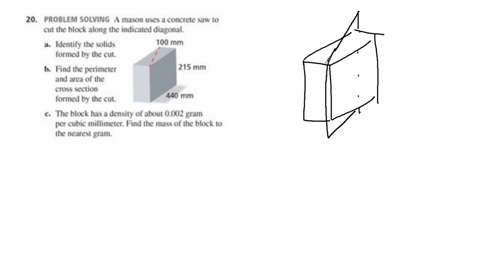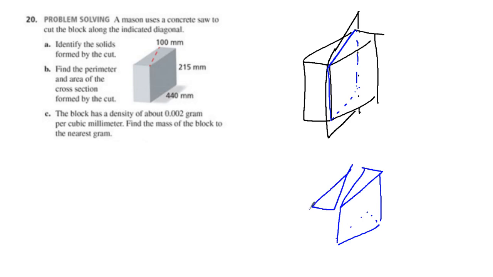Right, and then you get this cross section. Your two remaining shapes are going to be this and this. It's like two cheesecakes, right? It's not cheesecakes. They are actually pretty obvious triangular prisms. They're not like a nice triangular prism. They're kind of a naughty triangular prism. Find the perimeter and the area of the cross section.